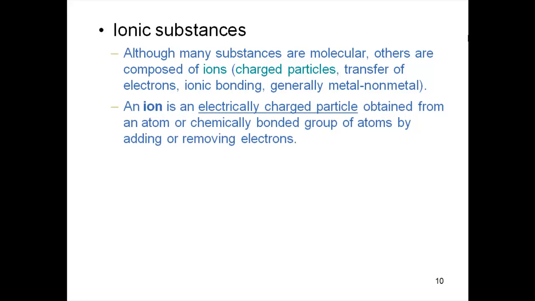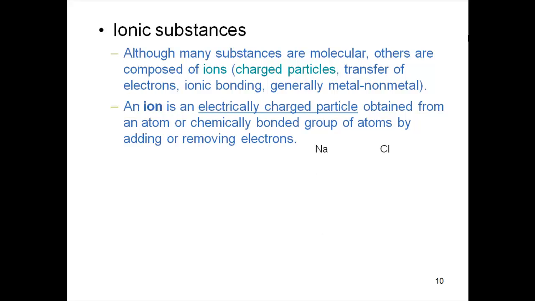An ion is an electrically charged particle obtained from an atom or chemically bonded group of atoms by adding or removing electrons. Basically, something gives up an electron, something else takes it on, and they become charged particles. They have an excess of protons versus electrons, or vice versa.